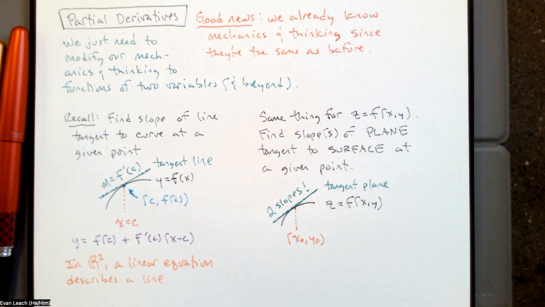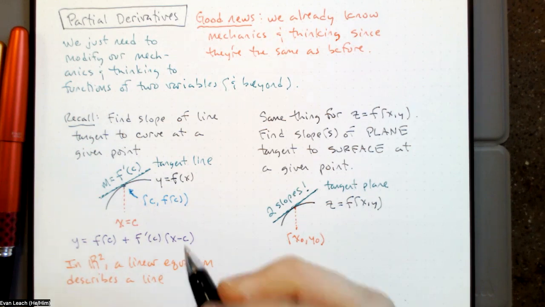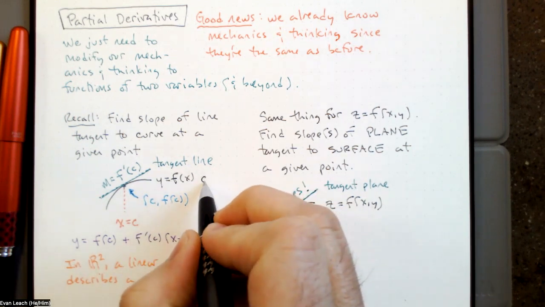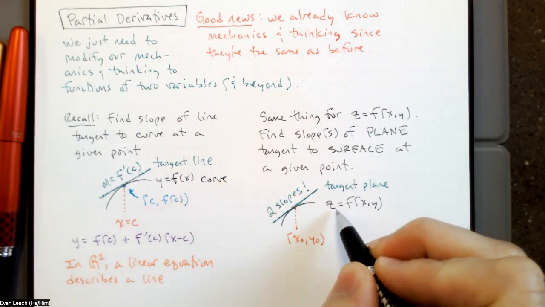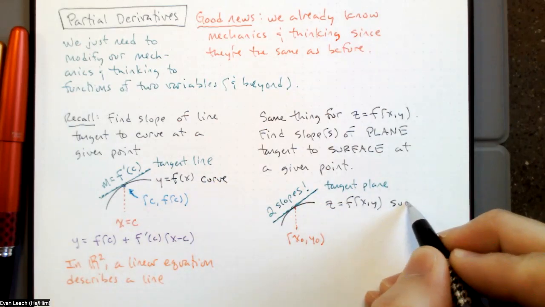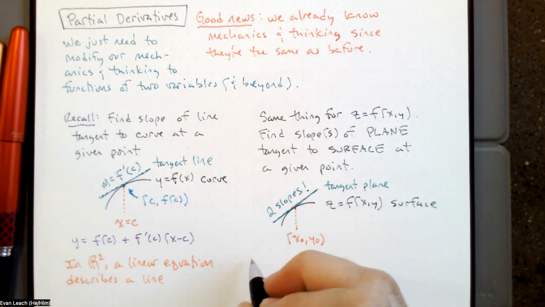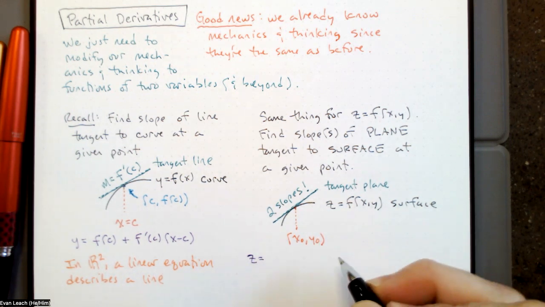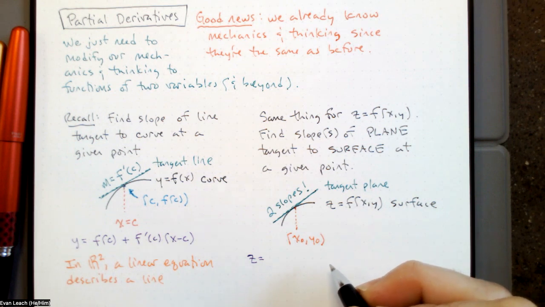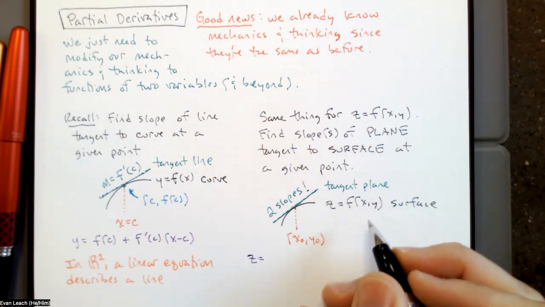And then we can use those slopes to describe the plane tangent to the surface at a point. So here, before, y equals f of x is our curve. Now z equals f of x, y is our surface. And we know what the equation of a plane should look like. I'm going to use the same form we used over here. Z is our function evaluated at x naught, y naught, our point.